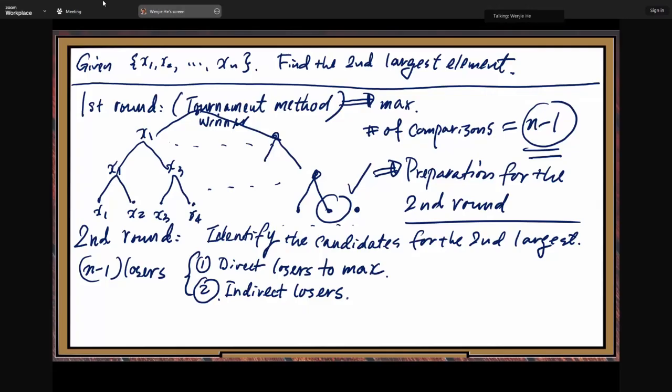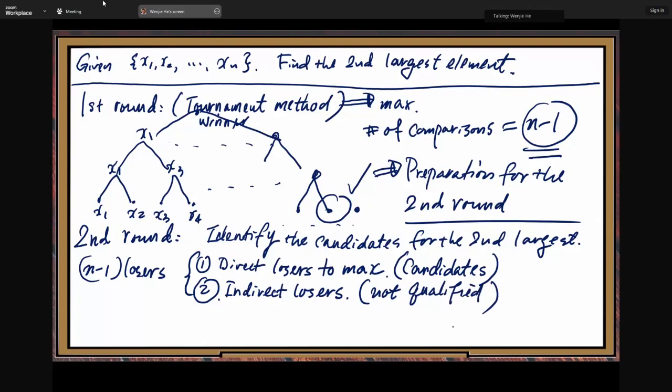Now we claim the candidates can only appear in the first group, not the second group. The first group is the candidates. The second group is not qualified. They do not have a chance for the second largest. Can you see this? This is an important statement.